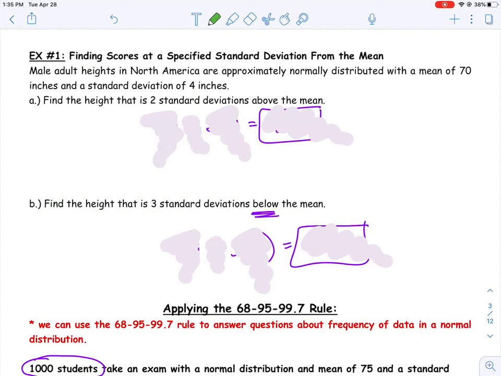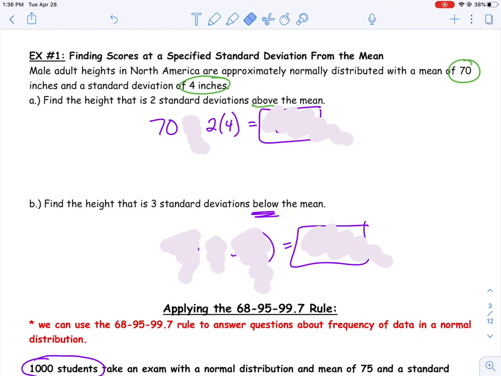So if you look at example number 1 with me, it says here that adult male heights in North America are approximately normally distributed. So it follows that bell curve with a mean of 70 inches and a standard deviation of 4 inches. Find the height that is 2 standard deviations above the mean. Well, if we know that the mean is 70, we can start with that. If we know that each standard deviation is 4 and we want to have 2 of them, can I take 2 times 4, which would really give us 8?